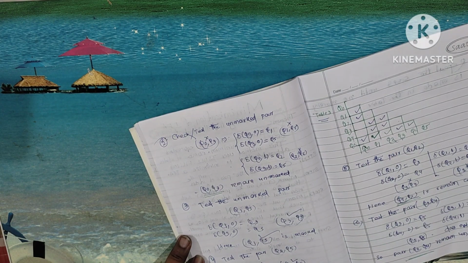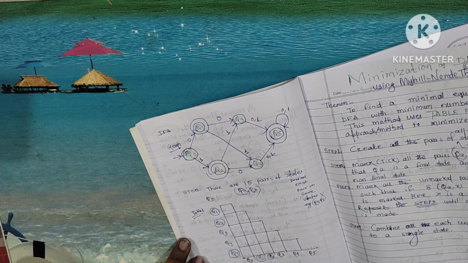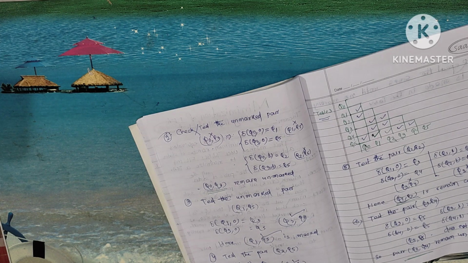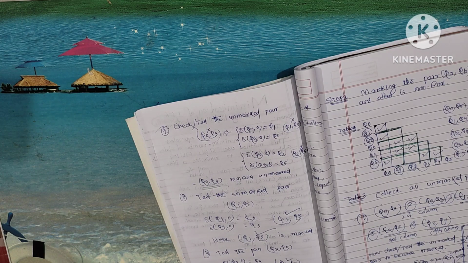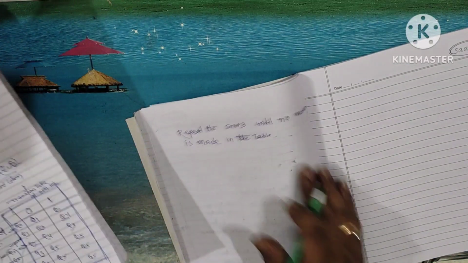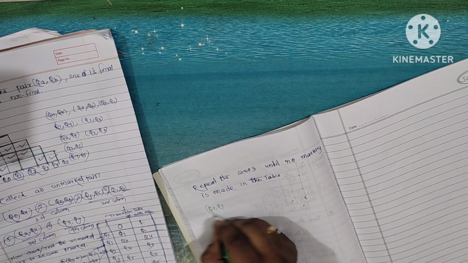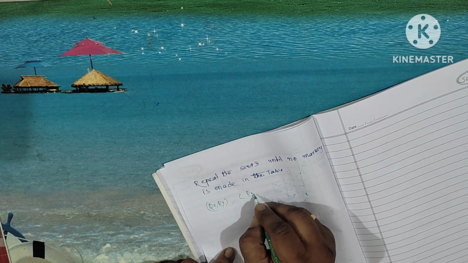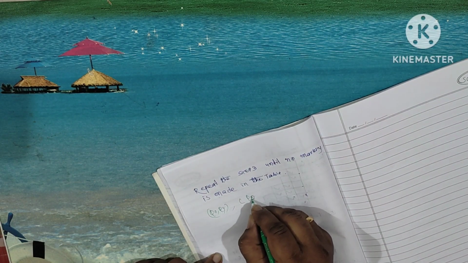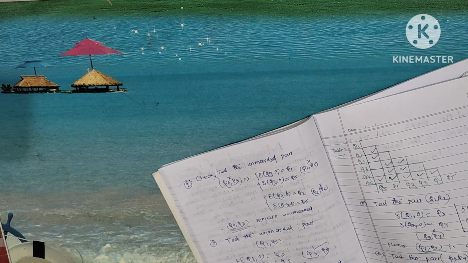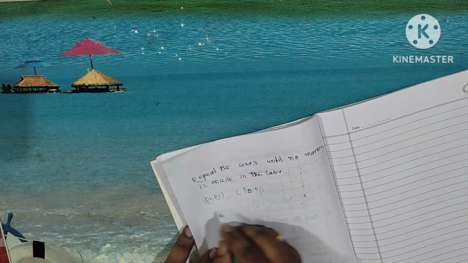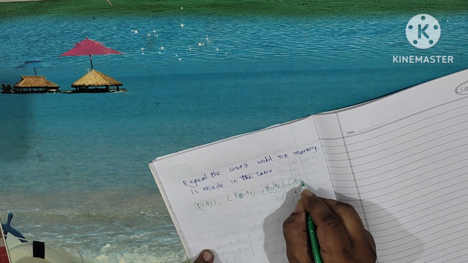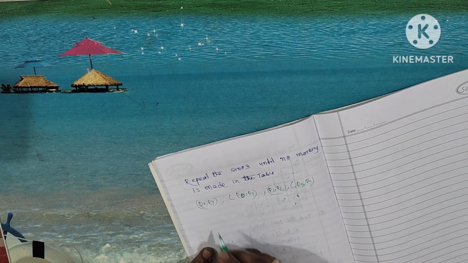Now it is already marked here, Q0 marked here, and which one the next one, Q0, Q3, Q0, Q4, Q1, Q2, Q3, Q4. Repeat the steps for this one.